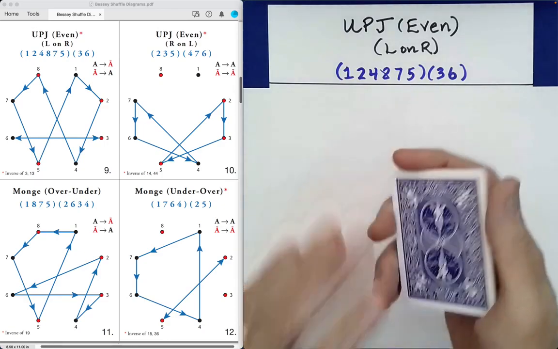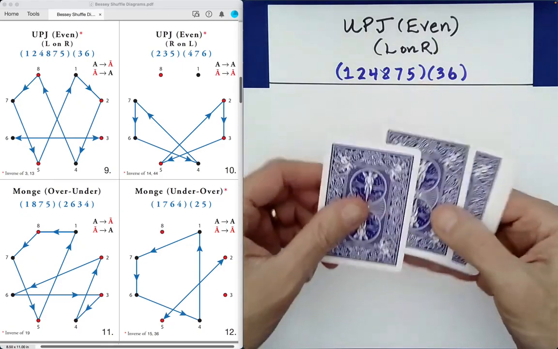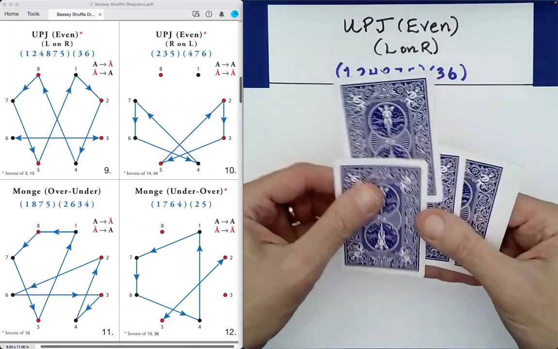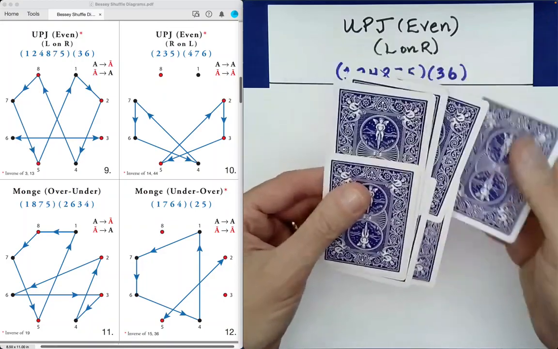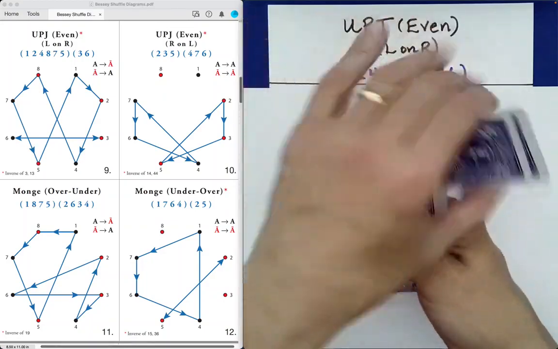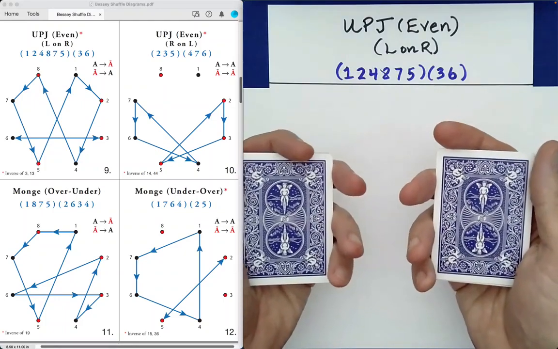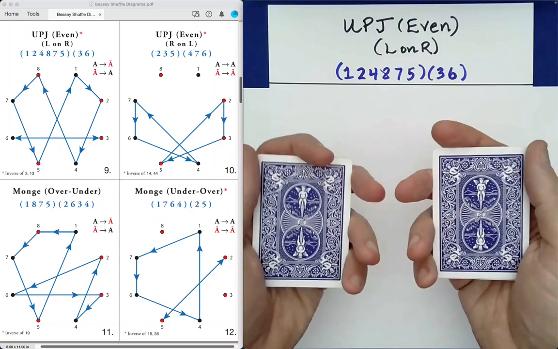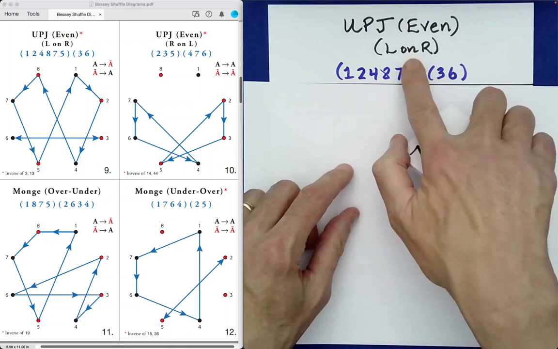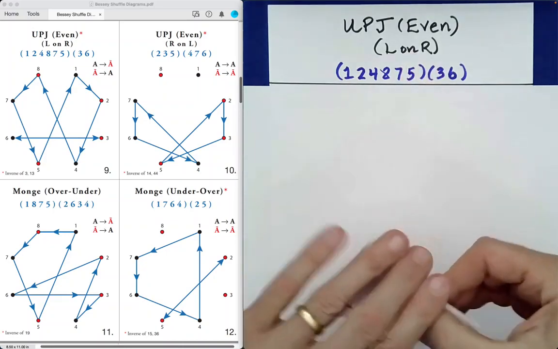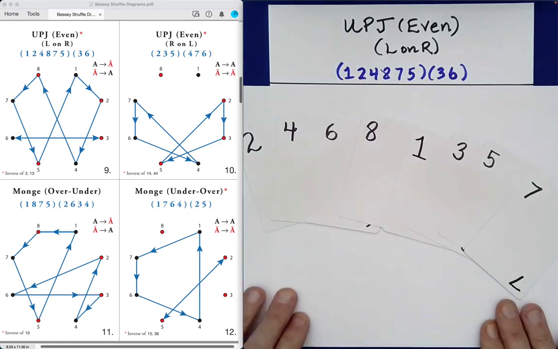Okay, so what is an upjog? Or in particular, what is an even-upjog? Well, this is where you push forward or jog forward the even position cards. That's all you're doing. And then you strip those out. Now we have a left and right hand pile. For this first upjog shuffle, we will be stacking the left pile on top of the right, as indicated right there. Okay? So let's take a look at the new ordering of the packet. We get 2, 4, 6, 8, 1, 3, 5, 7.